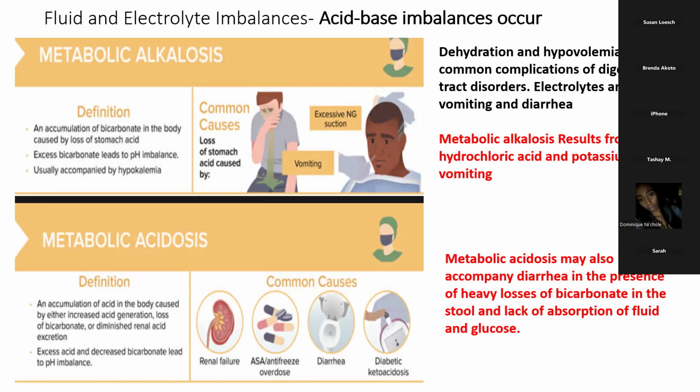So we have dehydration, hypovolemia. These are common complications of those digestive tract disorders. We lose the electrolytes in the vomiting and the diarrhea. The alkalosis is usually going to be from the vomiting and the loss of the hydrochloric acid and the potassium. The acidosis is typically from diarrhea. So we're losing heavy bicarb in the stool and we're not absorbing fluid or glucose here.